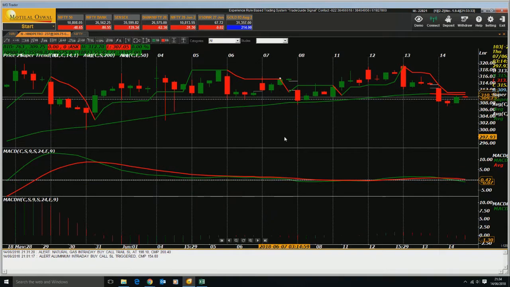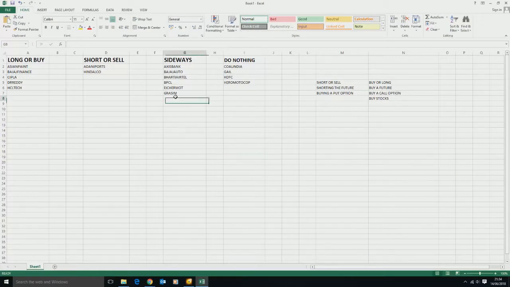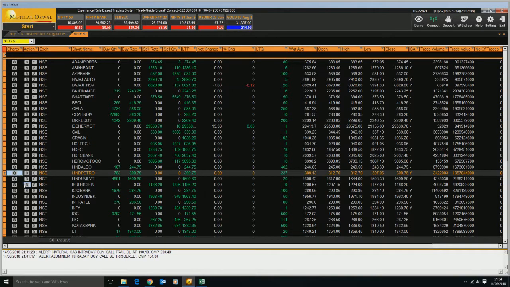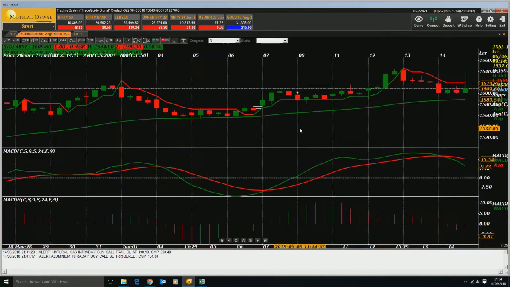On 120 it is a short, but as I said, it's more or less on a sideways fashion. So I put this Hind Petro as a sideways, right? Hindustan Unilever.